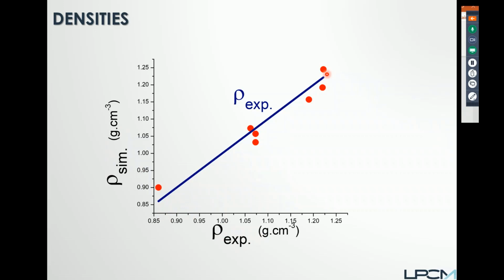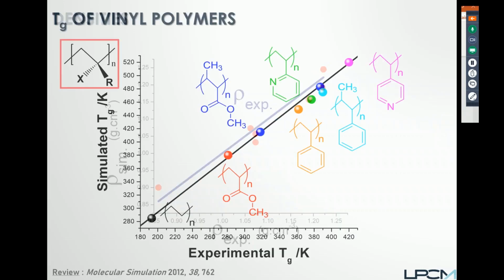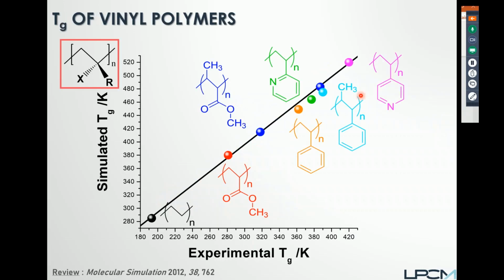As you can see, for different polymers, a nice linear relationship. Look at this value here. This is the experimental one, and you find 2 points. Actually, this is what I showed you before. This is isotactic, and this is syndiotactic PMMA. So we can differentiate between the two. And look at that. This is the TG of different vinyl polymers. This is published in a review in Molecular Simulation 2012. And as you can see, a nice linear relationship.